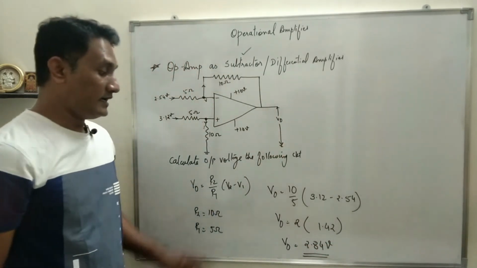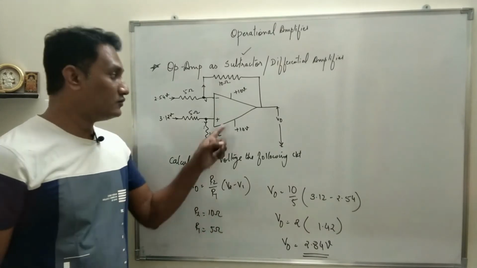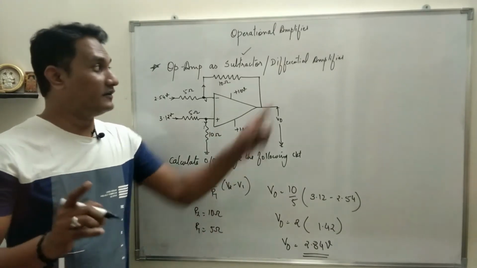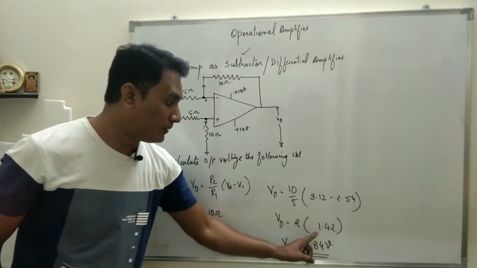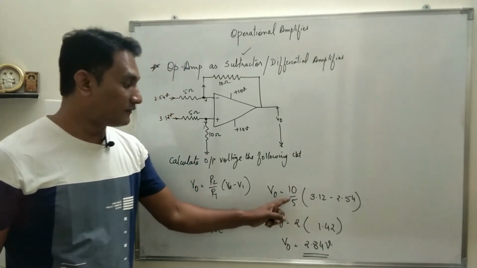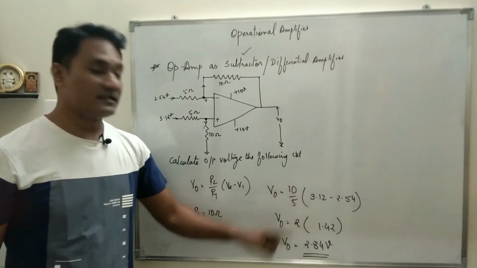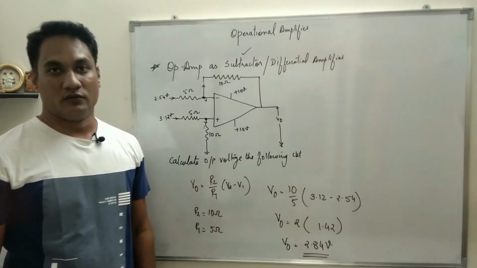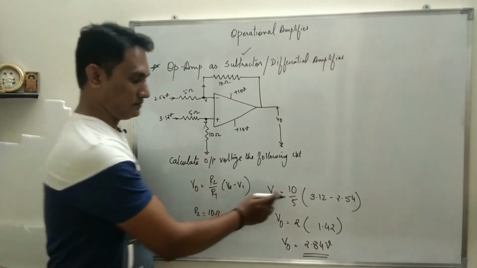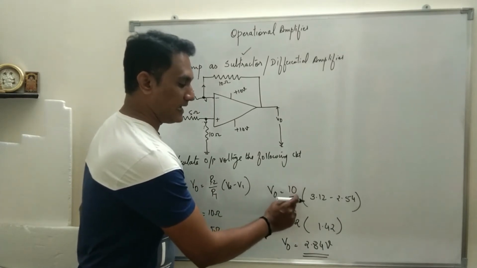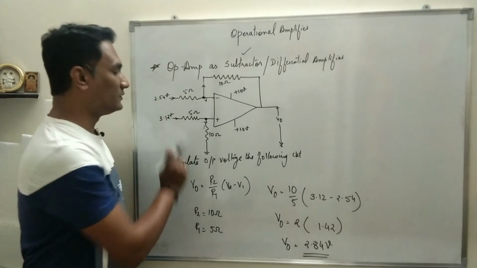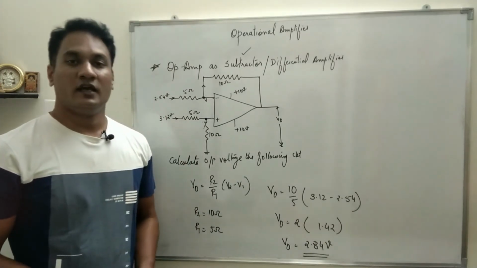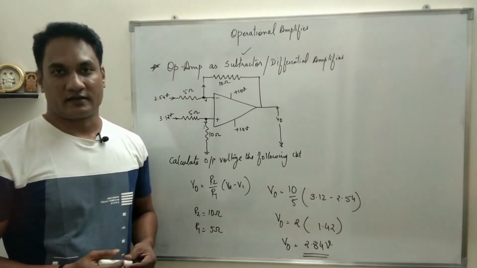volts. Here in this case we are using this circuit as a differential amplifier. Of course, it is finding the difference between the two inputs, but there will be an amplification factor because R2 and R1 have different values. If these values had been the same, V0 would be equal to 1.42, which is the difference between the two input voltages, and then it would have worked as a subtractor.